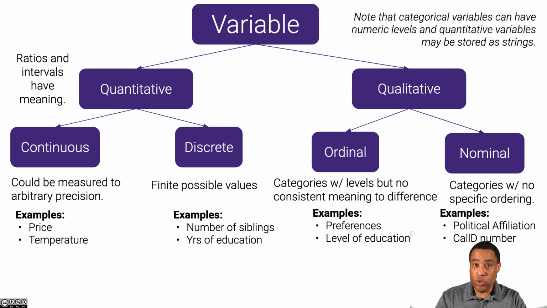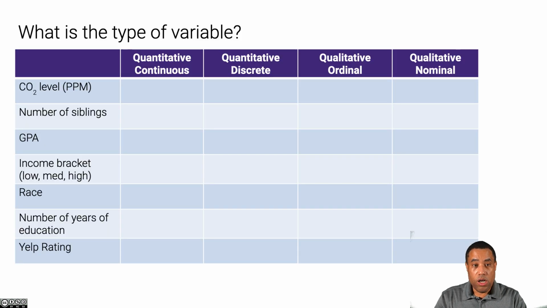Now, it's important to note that categorical variables can have numeric levels. So you could have an ordinal variable that is, say, a movie rating. So you could have 1 to 5 stars, right? But again, the difference between, say, a 4-star rating and a 5-star rating is different from the difference between a 1-star rating and a 2-star rating. Quantitative variables, they're oftentimes stored as strings, and so you'll have to convert them to numbers as part of the data cleaning process.